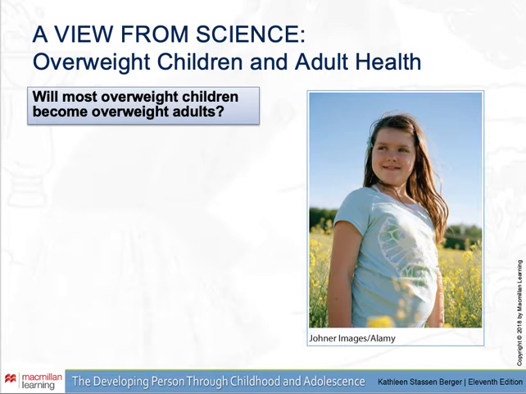A view from science: overweight children and adult health. Will most overweight children become overweight adults? In a summary of research studies, they found 83% of children maintain their relative weight as adults. If overweight children slim down by adulthood, they are likely to be healthier than those who were never overweight. As normal weight adults, those who had been overweight as children were not at a high risk of disease.